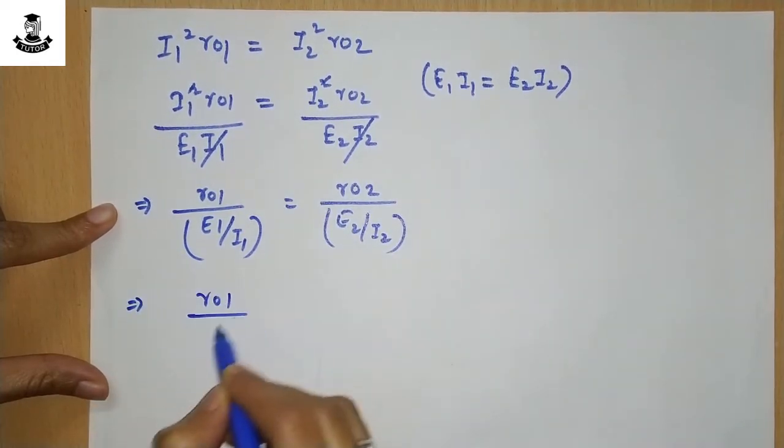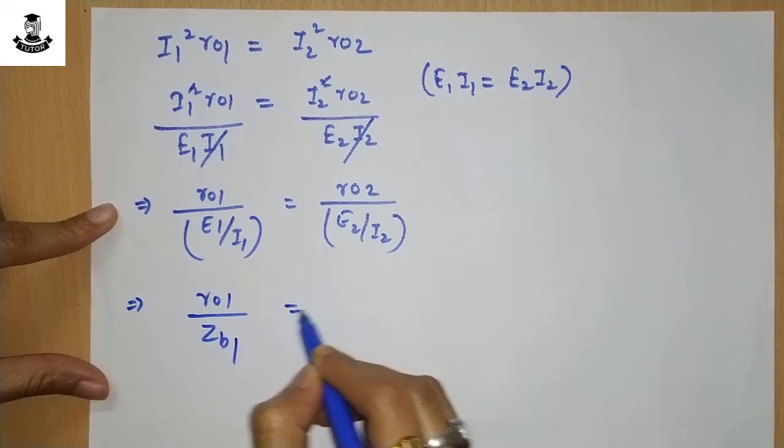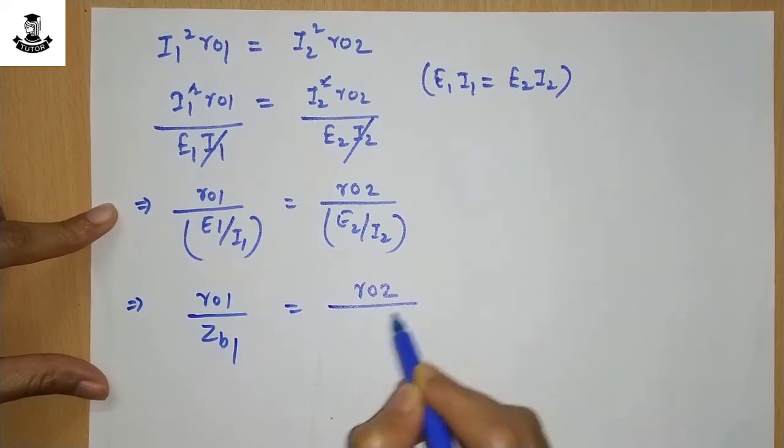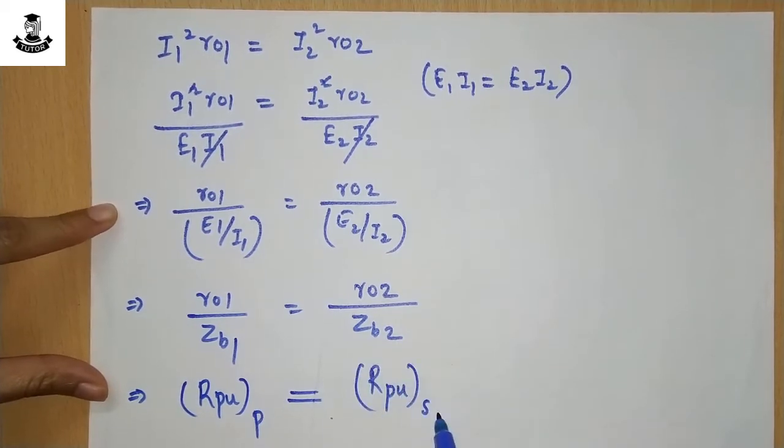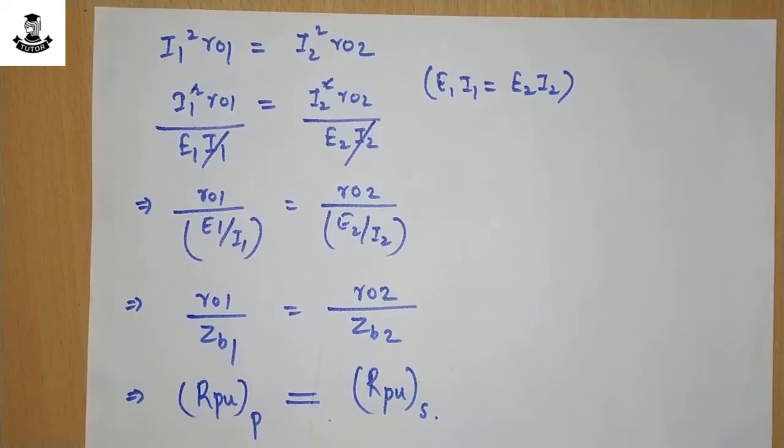Therefore, R01 upon base value on the primary is equal to R02 upon base value on the secondary. Therefore, per unit resistance on the primary side is equal to per unit resistance on the secondary side. Hence, a transformer may have different ohmic resistances on primary and secondary. However, per unit resistance is the same on both primary and the secondary.